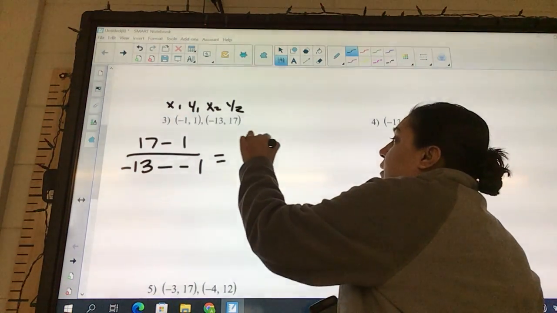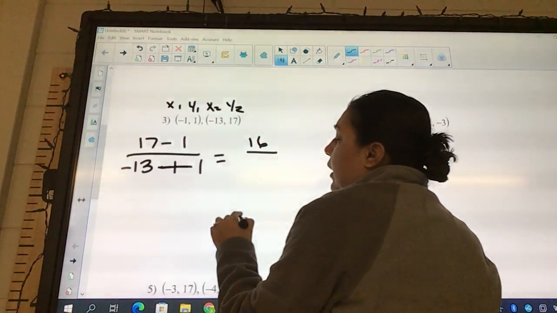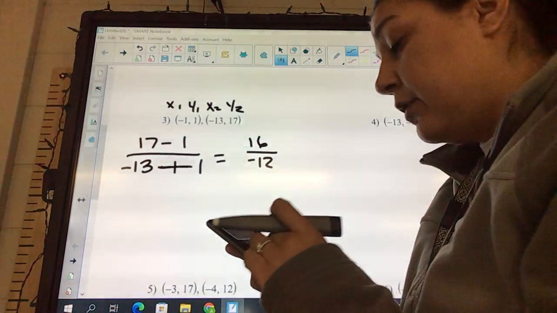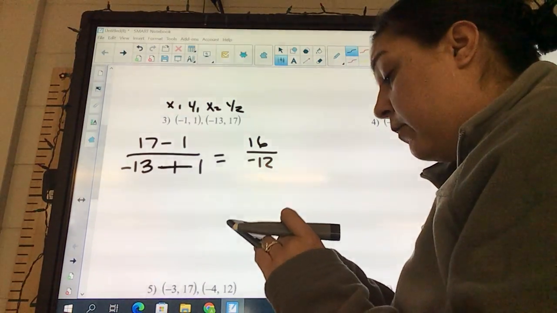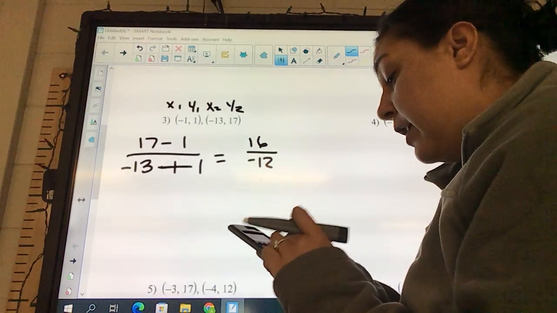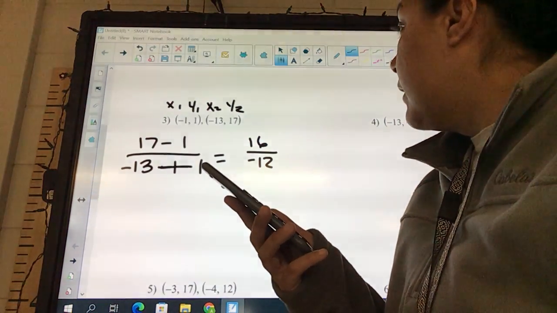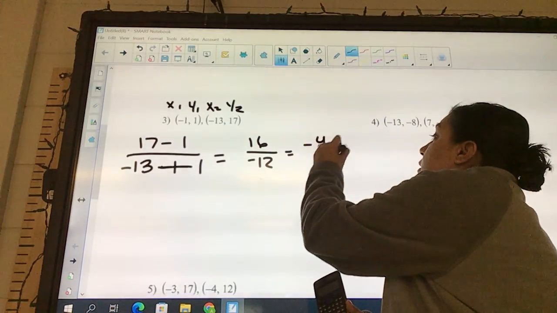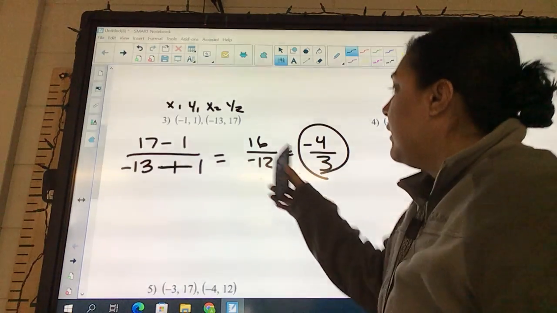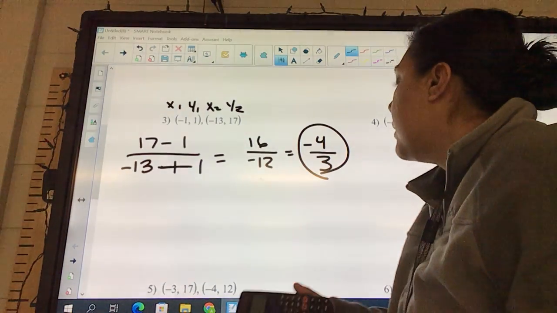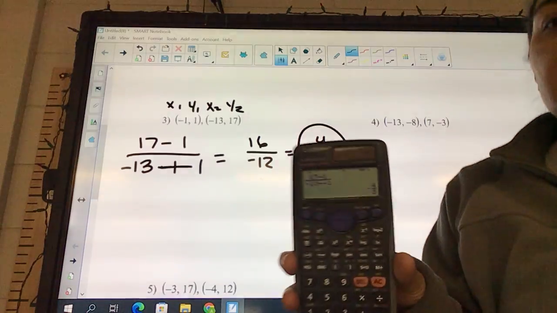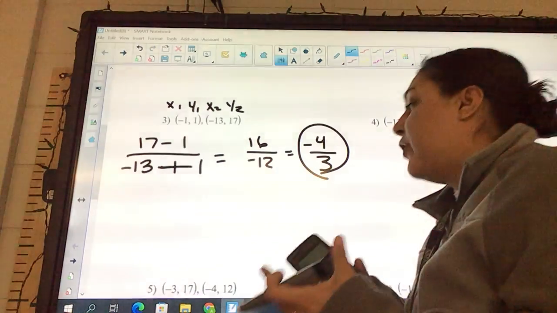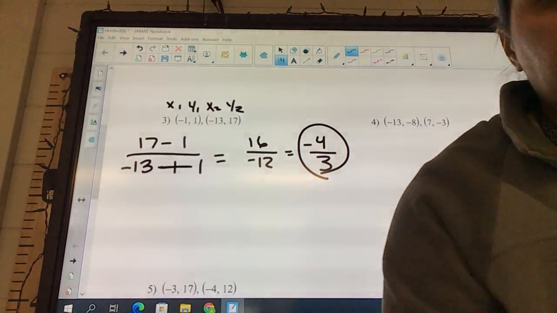Okay, you would get 16 over negative 12. Well, that fraction does reduce, and so this is why the calculator is nice. So you could say 17 minus 1 over negative 13 minus negative 1. You would get negative 4/3. And so you can see that this fraction really reduces to negative 4 over 3. If you use the calculator, you can kind of skip this fraction step, and it just automatically reduces it for you. So I am definitely a fan of using the calculator because we're working with fractions, so some of you guys will forget to reduce, okay?